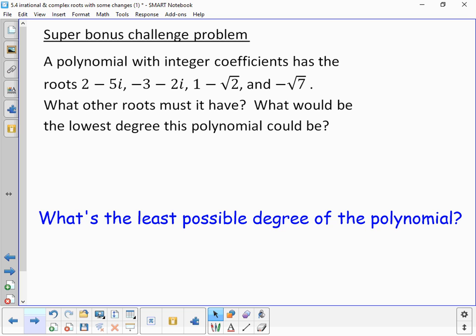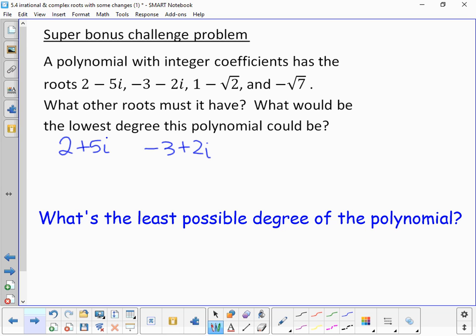Okay, we do have a super bonus challenge problem today. A polynomial with integer coefficients has roots 2 minus 5i, negative 3 minus 2i, 1 minus root 2, and negative root 7. What other roots must it have? So you need to write the conjugate for each of these. 2 plus 5i is another root. Negative 3 plus 2i is another root. 1 plus root 2 is another root. And another root would be root 7.